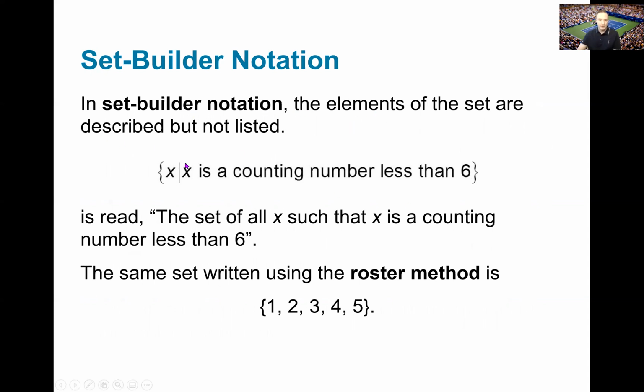But with the set builder notation, you'll always open it up and say, well, it's the set of all x such that x... This is how it's read right down here: the brace means the set of all x, such that, that vertical line means such that, x is a counting number less than 6. Okay, how would I represent the set of all counting numbers less than 6? The counting numbers are 1, 2, 3, 4, 5, 6, 7, 8, 9, 10. Well, the ones that are less than 6 are the numbers just up to 5.